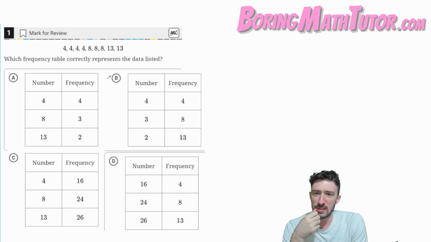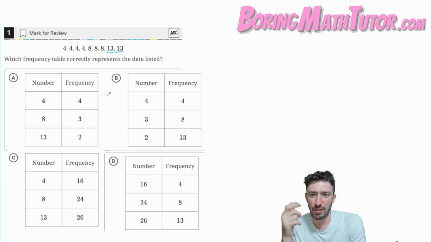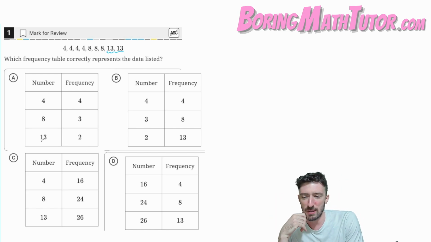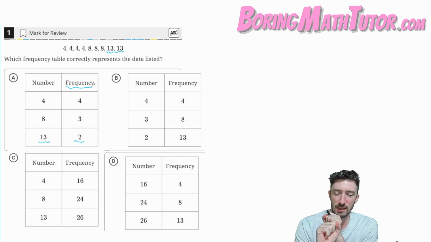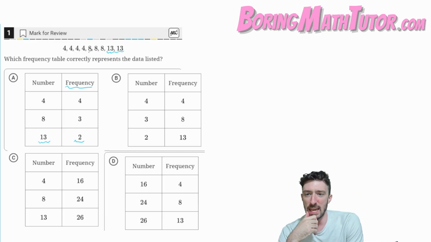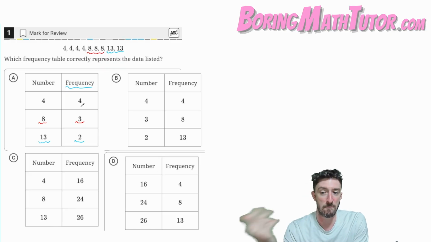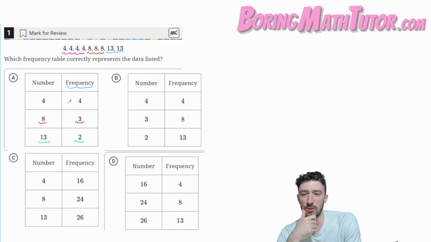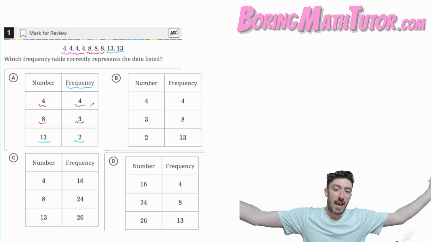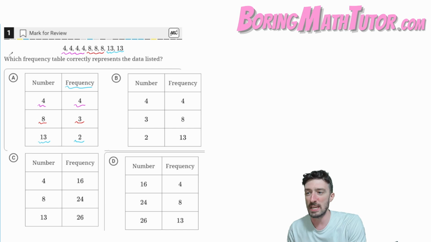Well, let me see here. I've got two 13s. So that means when I see the number 13, I'm looking for a 2 underneath the frequency. Well, how many 8s do I have? Let's see. I got 3. So far that one's looking good. And how many 4s do I have? I have 4 4s. That's it. That's our table right there.